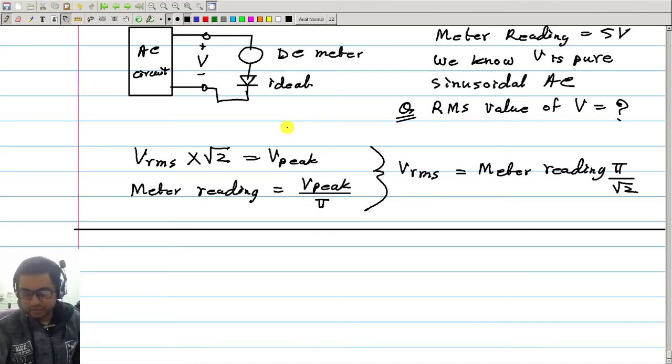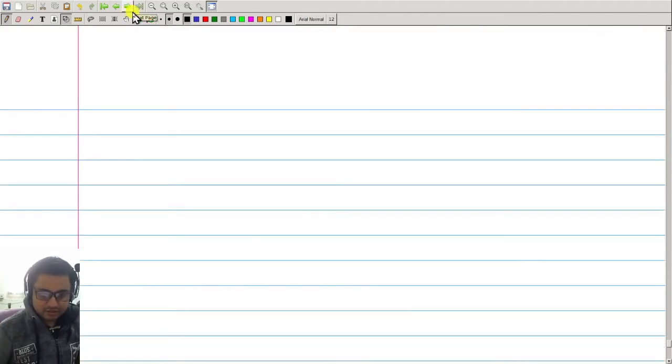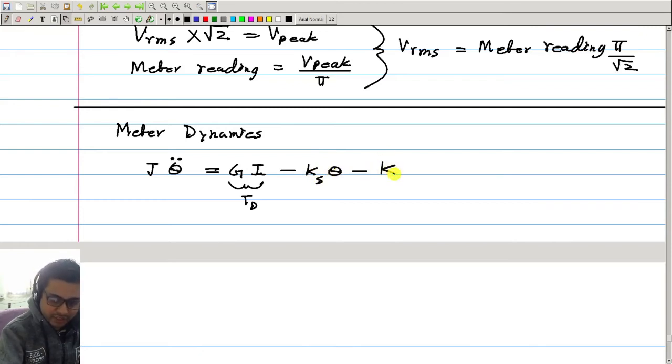Nice question. Acha, let me try to answer this. So recall that we wrote the meter dynamics. It was something like this. J, moment of inertia, multiplied by the angular acceleration, is equal to the total torque. Total torque includes current times some constant, this is the deflecting torque, plus, no, not plus, minus spring constant multiplied by theta, and minus damping force K damping.